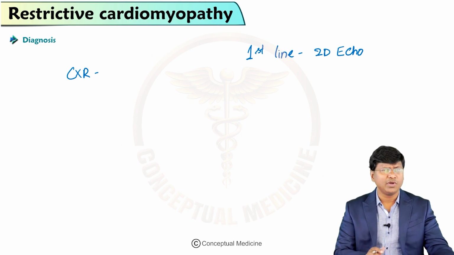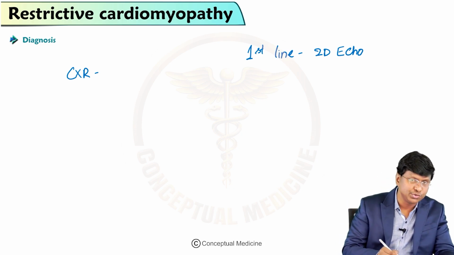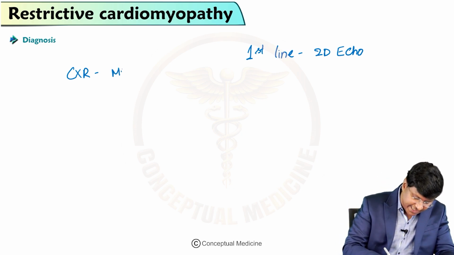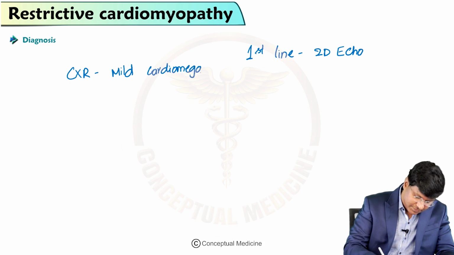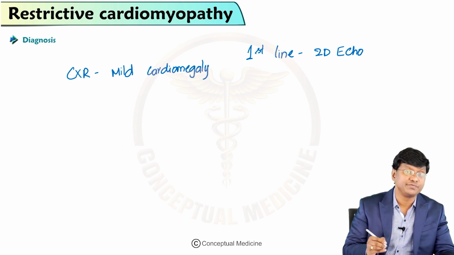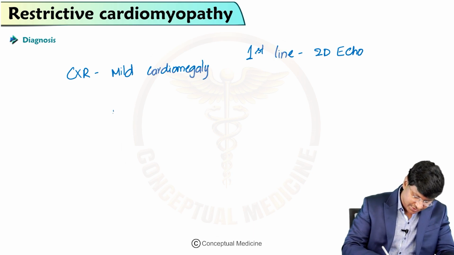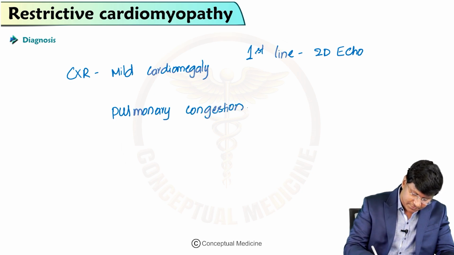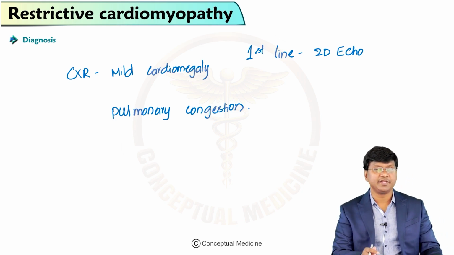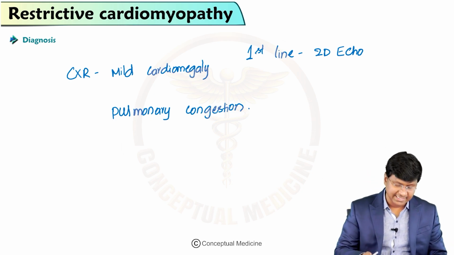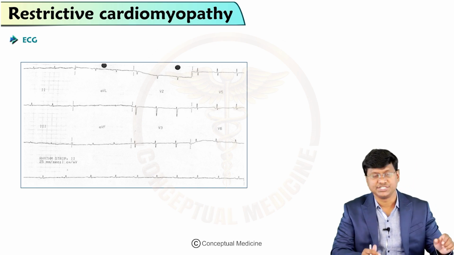And what will the X-ray show? X-ray will show you the presence of mild cardiomegaly, right? And apart from that, because of increase in left atrial pressure, you will notice the presence of pulmonary congestion. Then followed by that, the other important investigation is ECG.